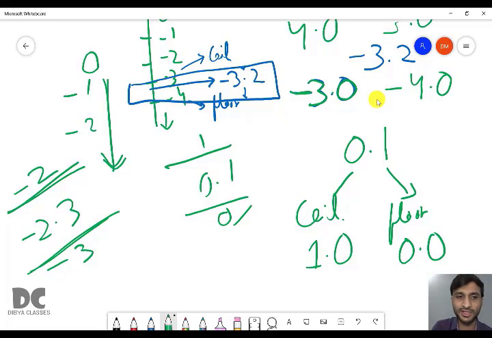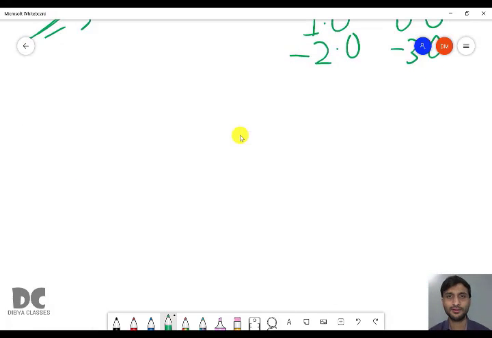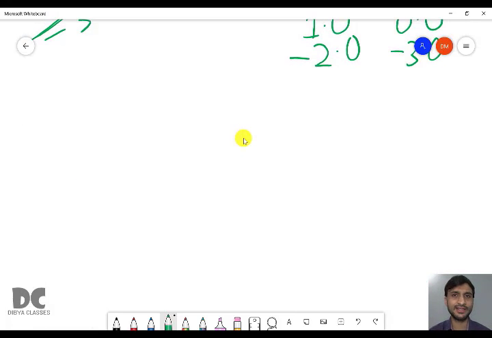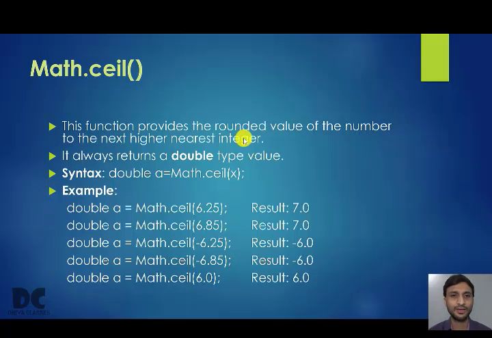So if you use Math.ceil, you will get the answer as minus 2.0. If you use Math.floor, you will get the answer as minus 3.0. Clear? Actually, Math.floor and Math.ceil is very easy. The only thing is you should know how to solve it. So if you use the y-axis formula, it will be very, very easy to solve it. If you just remember that when I use ceil, this will be the answer, and when I use floor, this will be the answer, it will be very difficult and you will make mistakes.